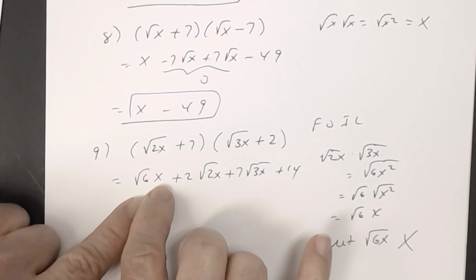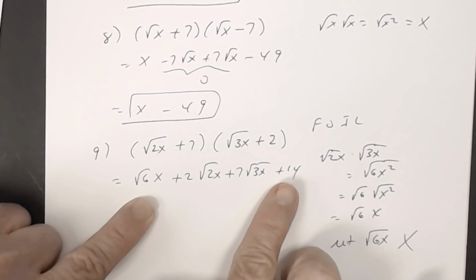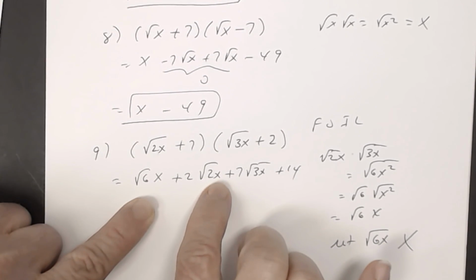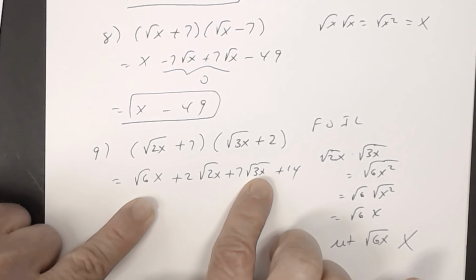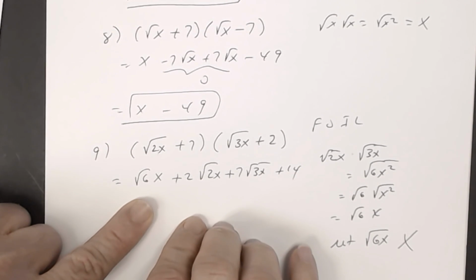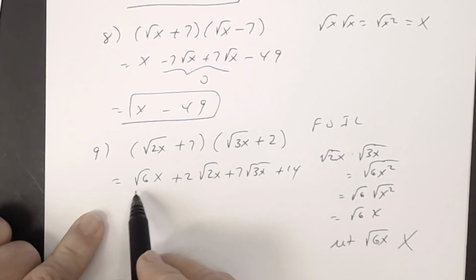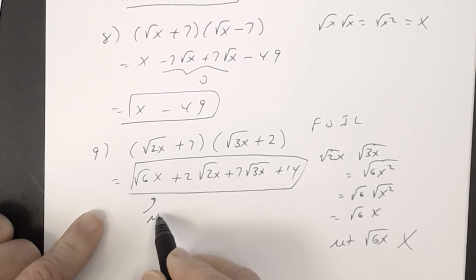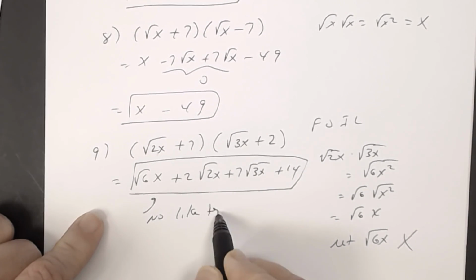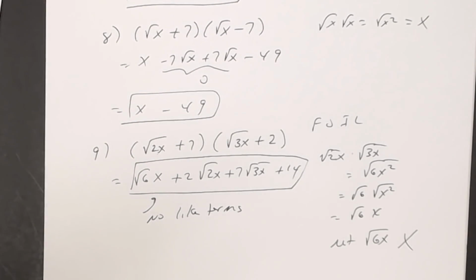See, this is just an x. There are no other x terms now. See, that's the square root of 2x. That's the square root of 3x. Those are not like terms. And so you're done. So you can't combine any like terms. There are no like terms.